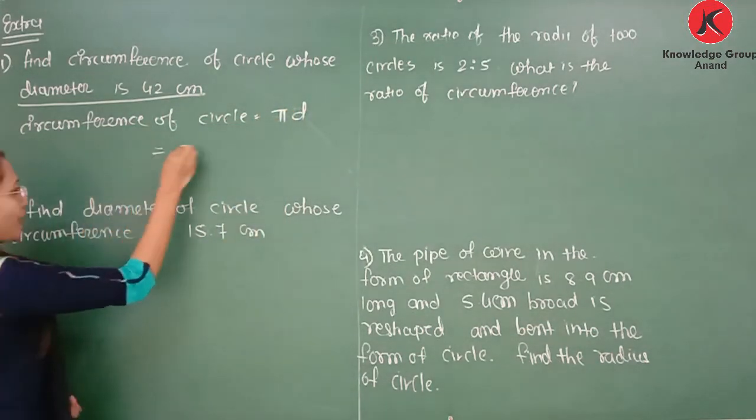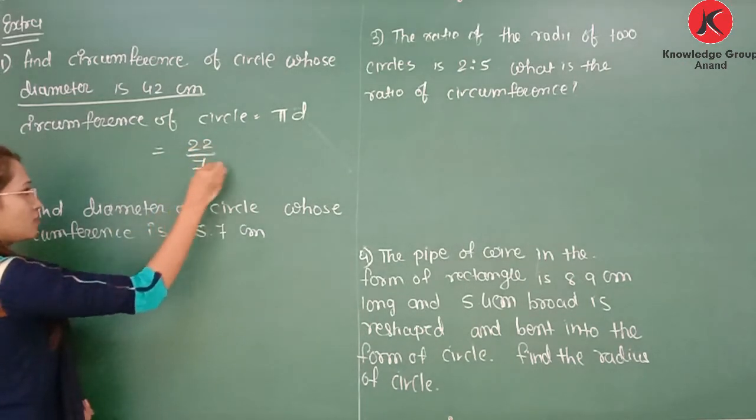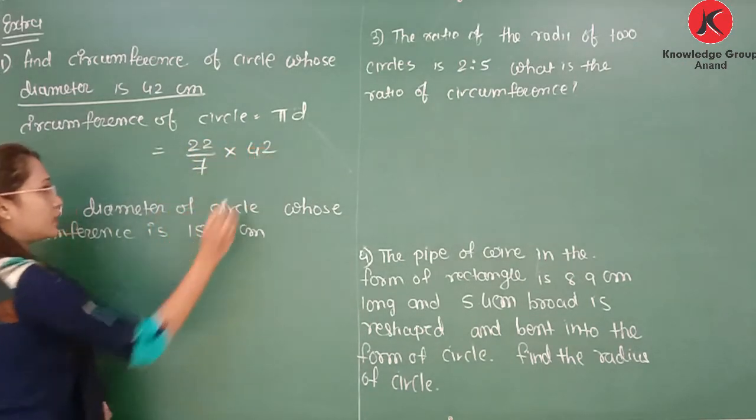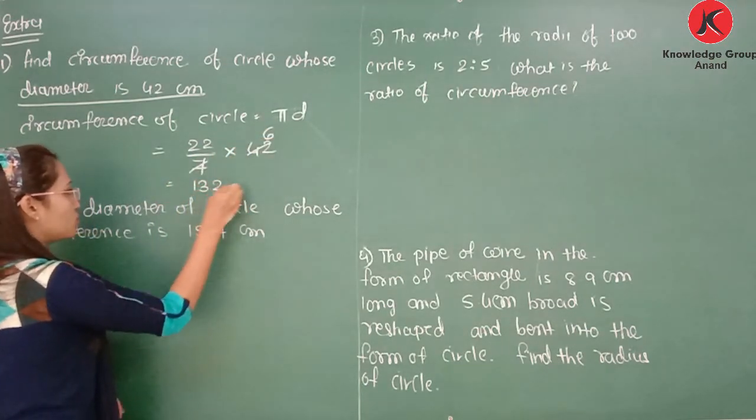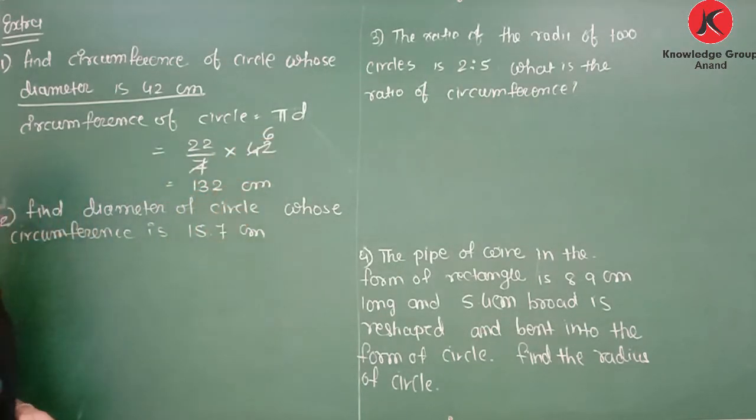Now the value of pi you can take 22 by 7. d is given 42. So that is 132 centimeter. That is what? Circumference of the circle.